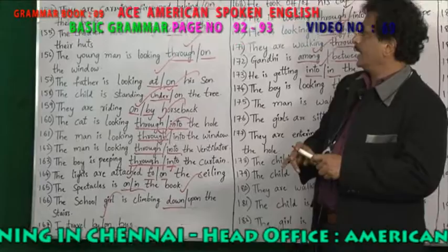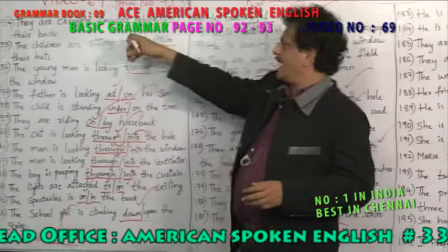What is behind? பின்னாடி. ஆன் என்றால் என்ன? மேலே. They are carrying firewood behind their backs or on their backs.